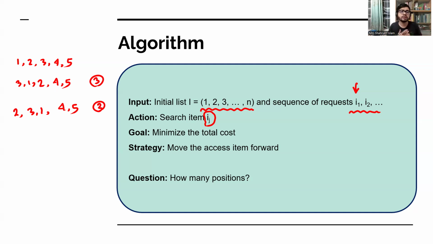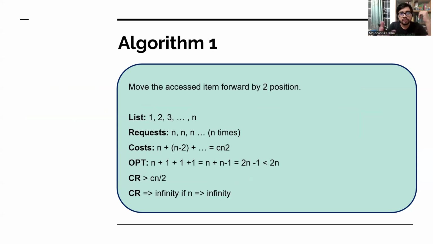If we move it forward, but we want to move it by 2 items or 3 items forward, then what should we do? We want to see this. Algorithm one tells us to move the accessed item forward by 2 positions.